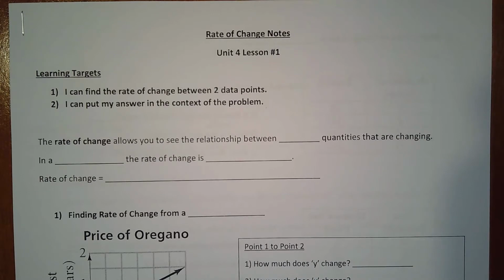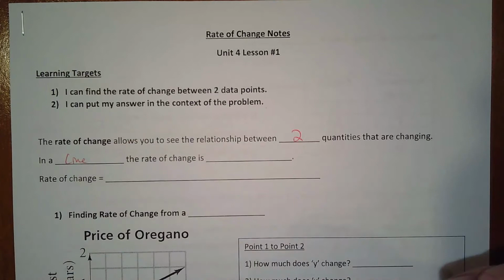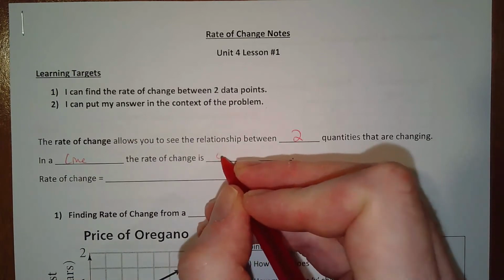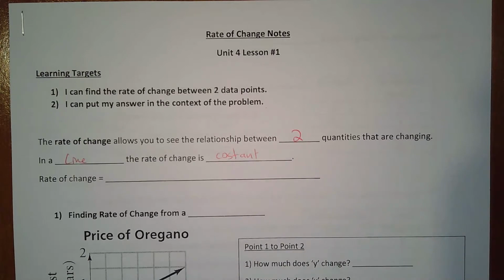So the rate of change allows you to see the relationship between two different quantities that are both changing. So in a line, the rate of change is going to stay the same. It's going to stay constant. Okay, so if we're going to write the rate of change, it's a ratio between these two.